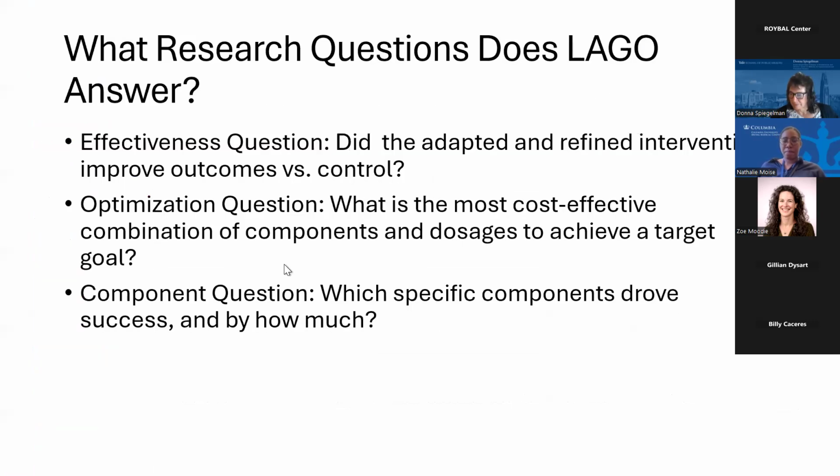So I'm getting close to my conclusion, but I hope that you can see from this example that LAGO will answer the effectiveness question: did the adapted and refined intervention improve outcomes versus control? The optimization question: what is the most cost-effective combination of components and dosages to achieve a target goal? And then the component question: which specific components drove success and by how much?